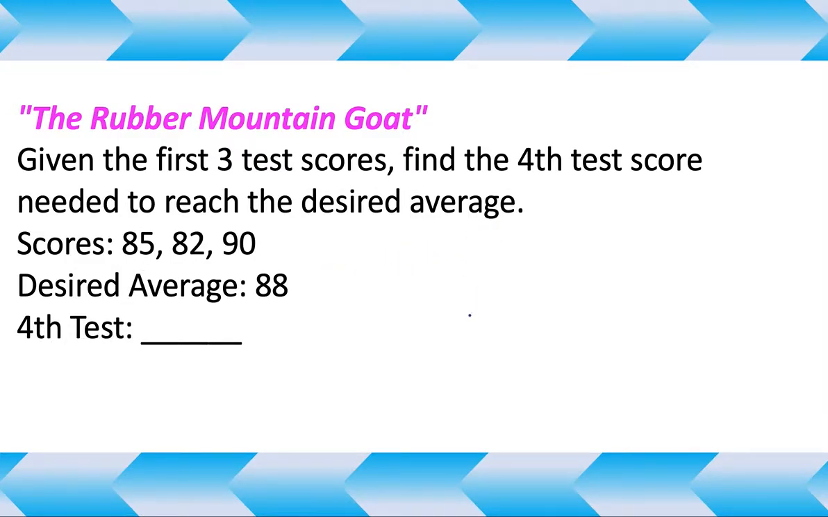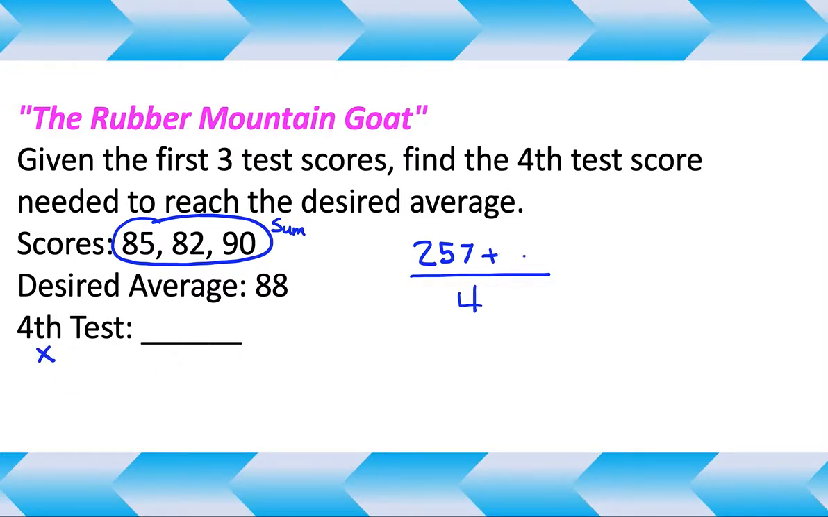Since you're going to take four tests, you want to find the average of four tests. Well, what four tests? You've scored 85, 82, and 90, so you want to add those together and make a sum. When you add those numbers together, 85 plus 82 plus 90, this student has already scored 257 points. And then they're going to take one more test. We're going to call this fourth test X, and then divide by 4.